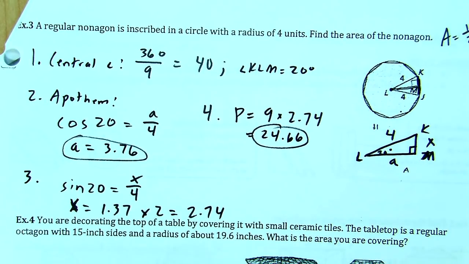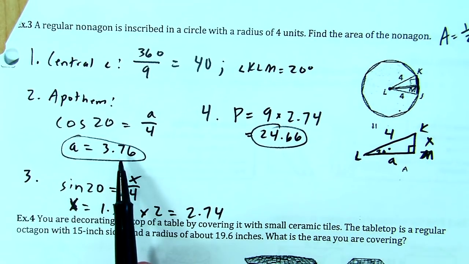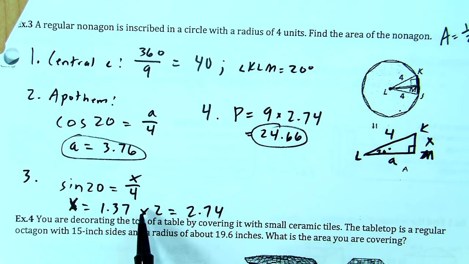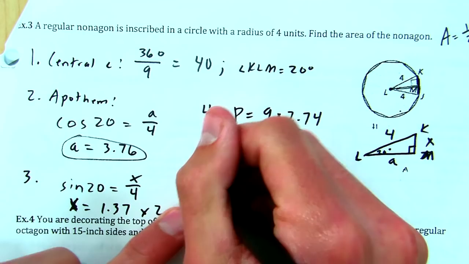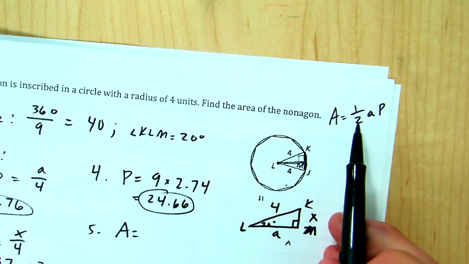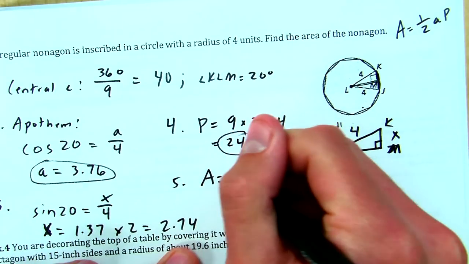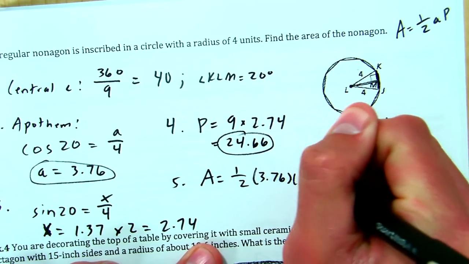So that was a lot of work, and we're actually not done. Some of the work was to find the apothem. Some of the work was to find the side length. And then you use that side length to find the perimeter. Now lastly, we can actually solve it because we have the information that we need. We're looking for 1/2 apothem times perimeter.